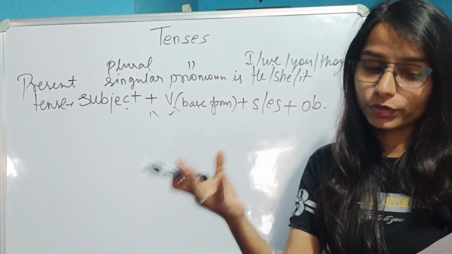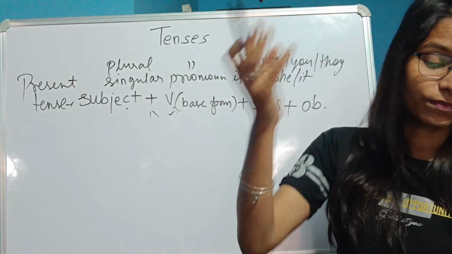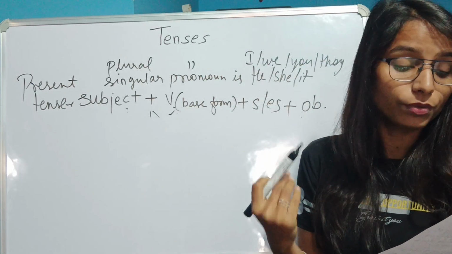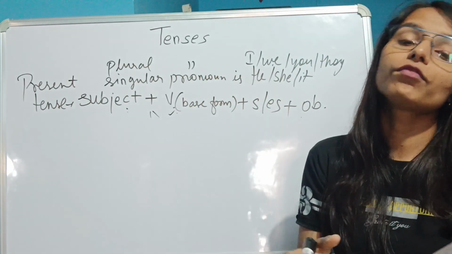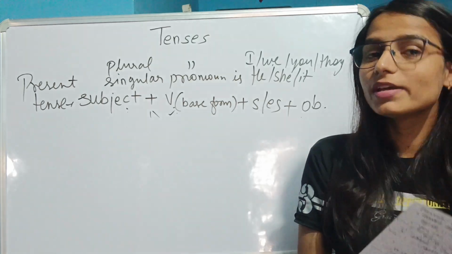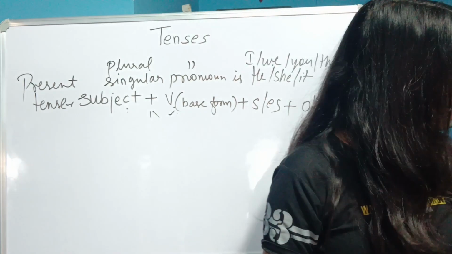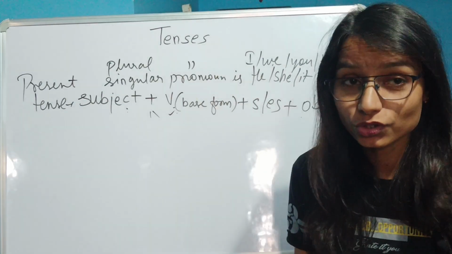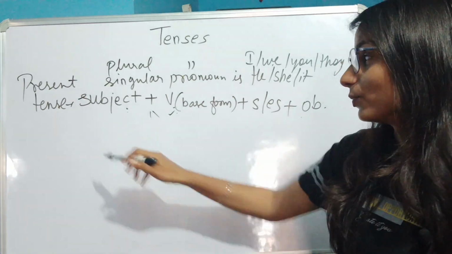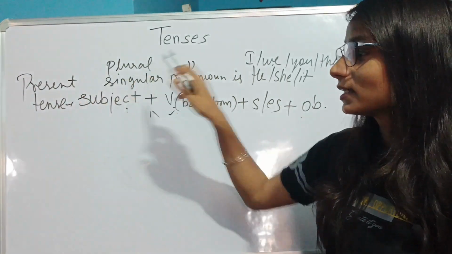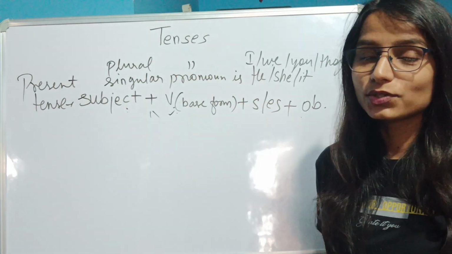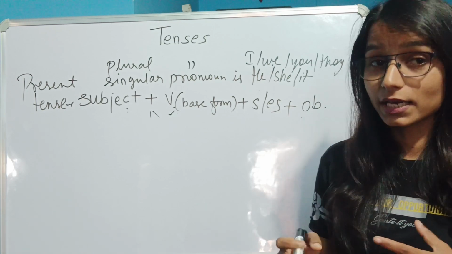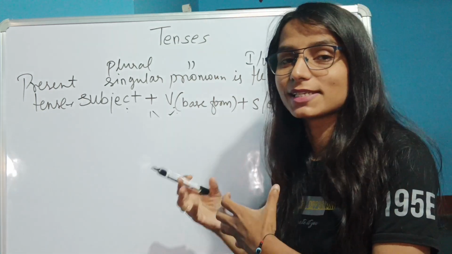And the things you often do, you have done in the past, I have already told you. Now you do it, and in future you will do it. You always do something. This is the general fact you're talking about. So you will use present tense. All right, so this is what we are talking about in present tense.